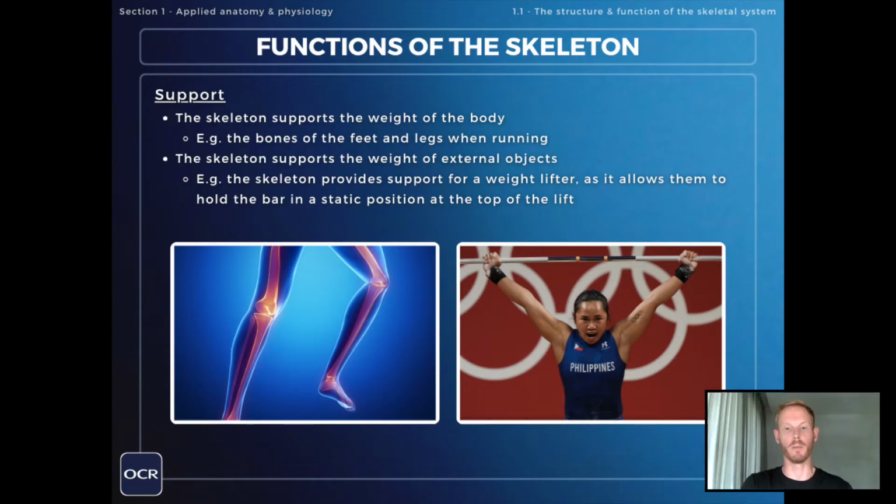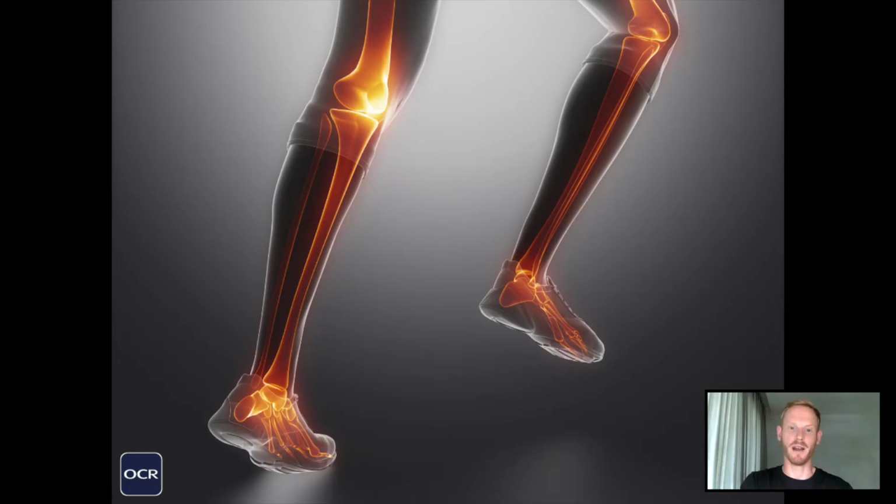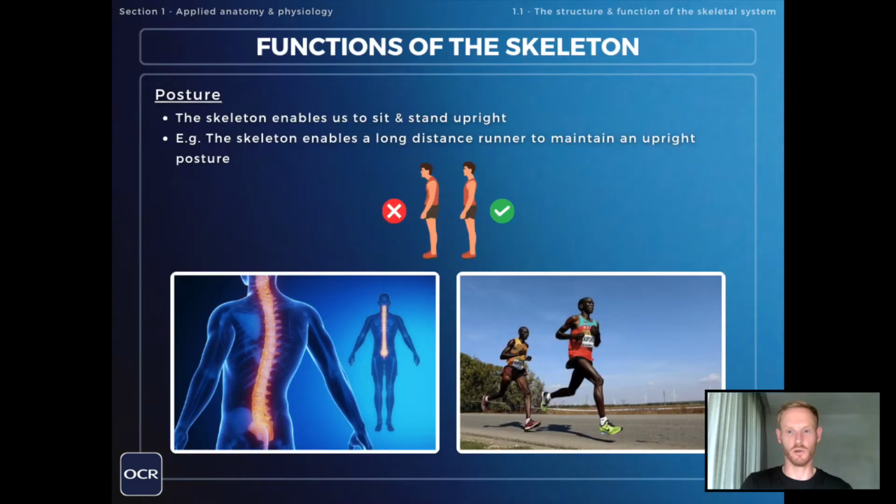And we'd be talking about bones here like the vertebrae, which make up the spine, and of course the bones in the arms, like the humerus, radius and ulna. So support is all about bearing the weight of something, and the bones play a crucial role in that. Number 2 is posture, which refers to how you sit or stand. So the skeleton enables us to sit and stand upright. For example, the skeleton enables a long distance runner to maintain an upright posture.